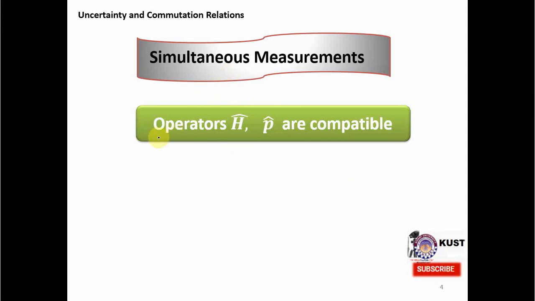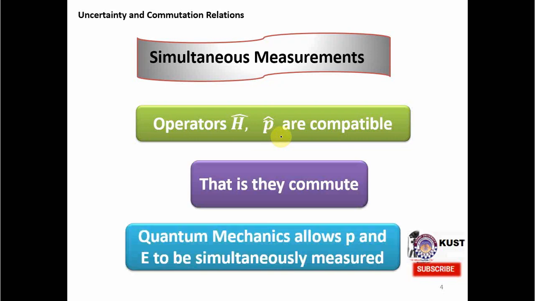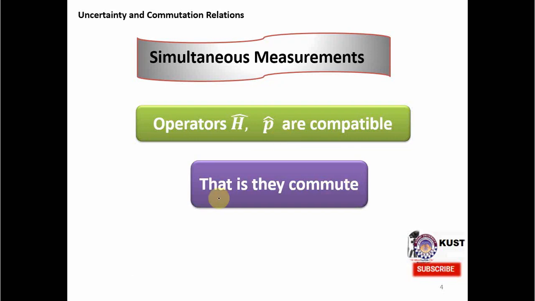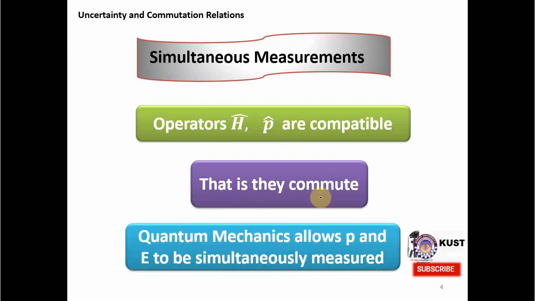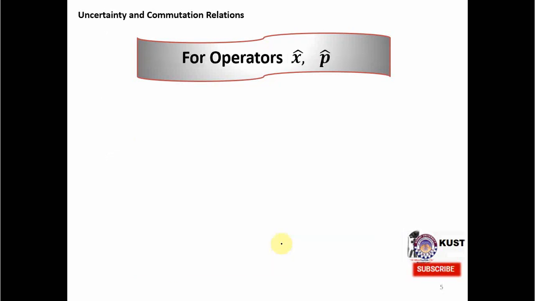If you have two operators, for example a Hamiltonian H for energy and P for the momentum, and they are compatible, then by compatibility we mean that they commute, that is, their commutator is 0. Then quantum mechanics allows P and E to be simultaneously measured. So this is the rule: because H and P commute, quantum mechanics allows P and E to be measured simultaneously, and there is no uncertainty between them.